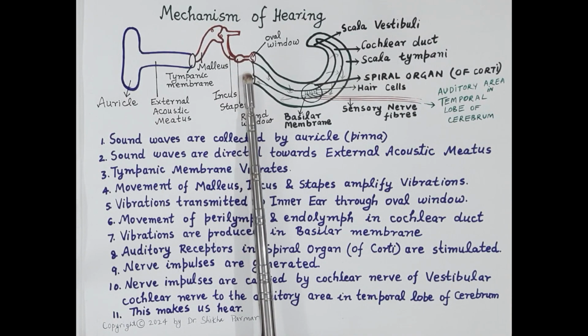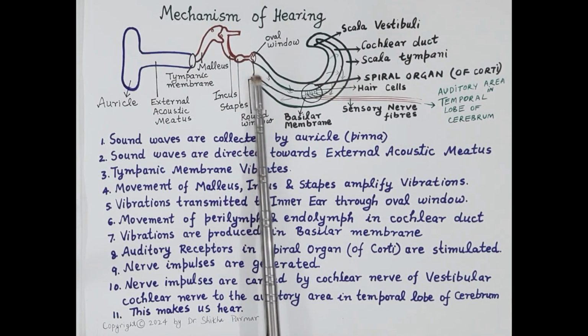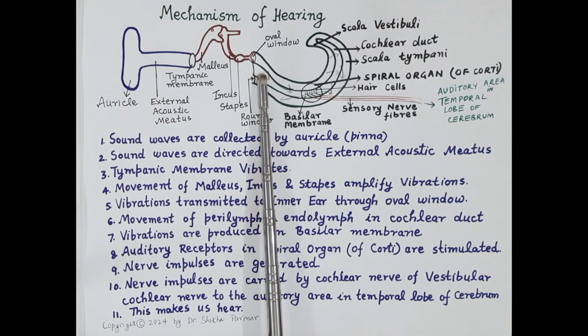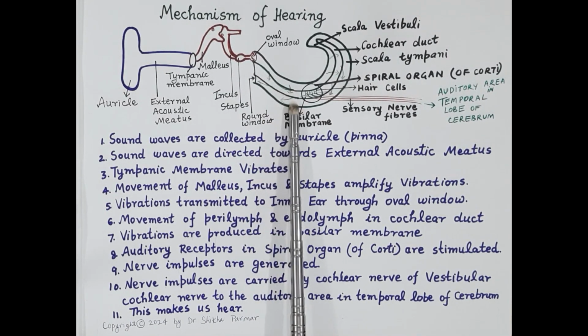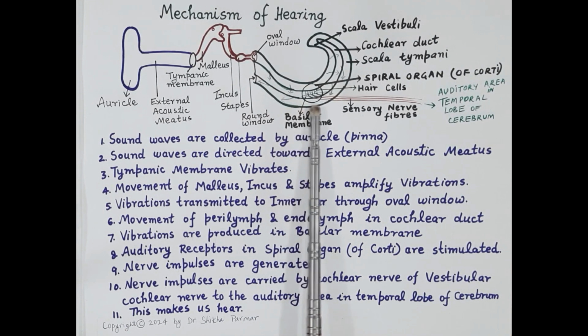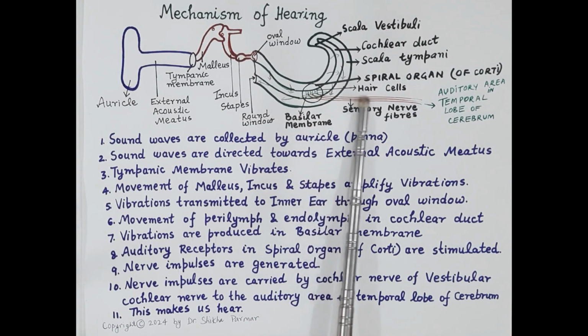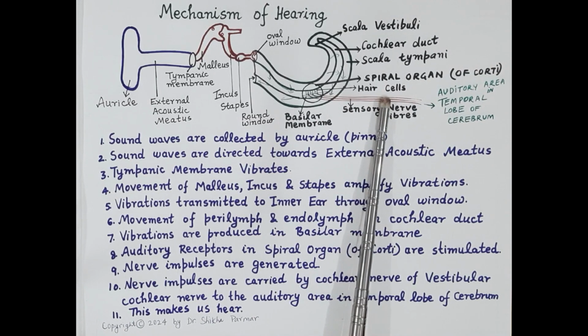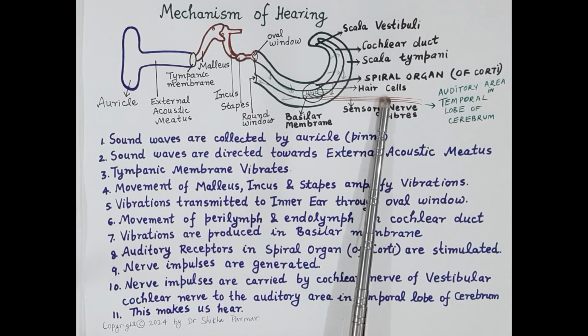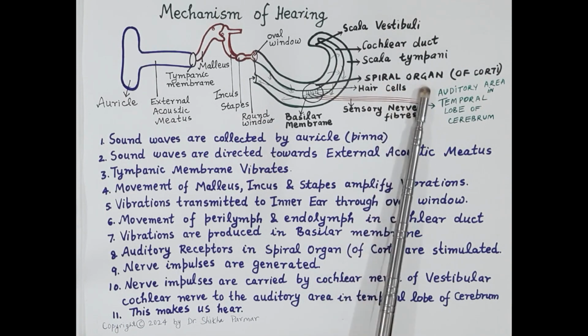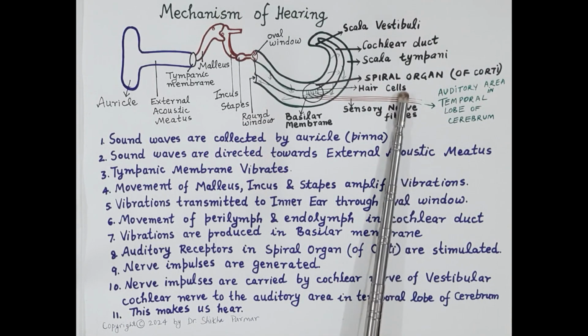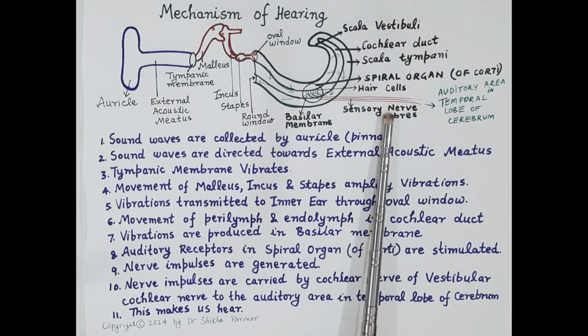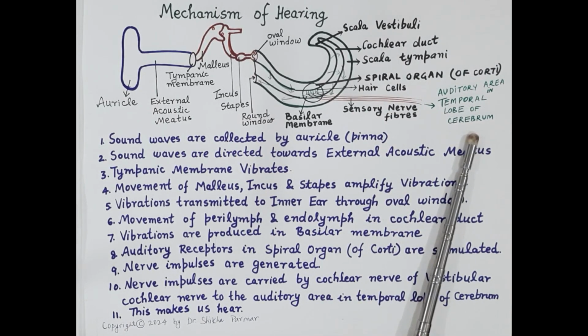Now from the stapes, these vibrations are transmitted to the inner ear through the oval window, and this produces movement in the perilymph as well as in the endolymph in the cochlear duct. So this basilar membrane vibrates, and this stimulates the auditory receptors that are present in the hair cell. Stimulation of these receptors converts the sound waves into nerve impulses. Thus the nerve impulses or the electrical signals are generated in this spiral organ of Corti. Now these nerve impulses are carried by the cochlear nerve of the vestibulocochlear nerve to the auditory area in the temporal lobe of the cerebrum.